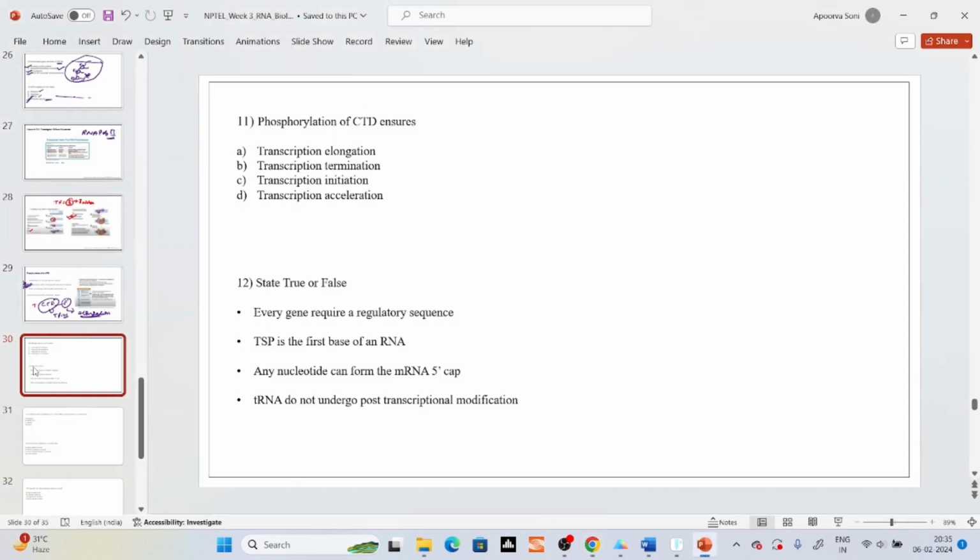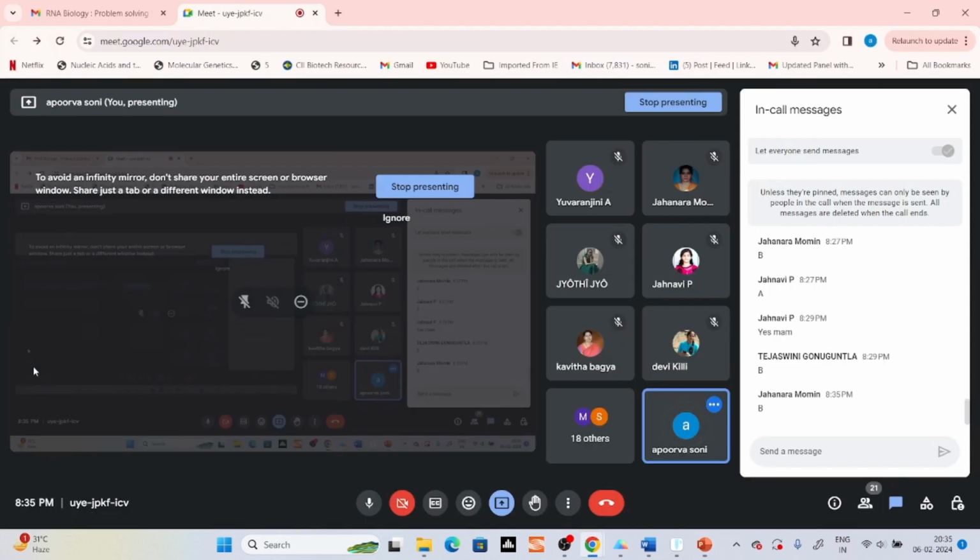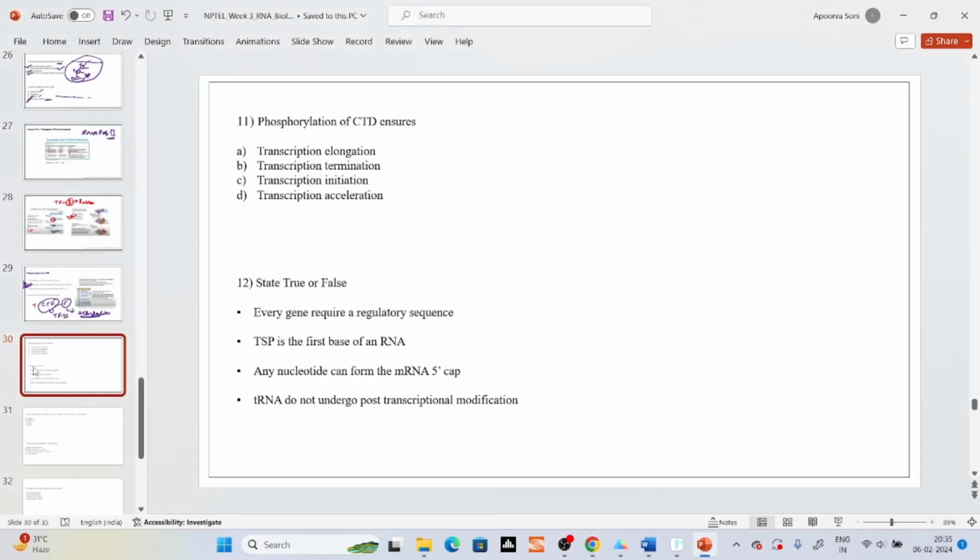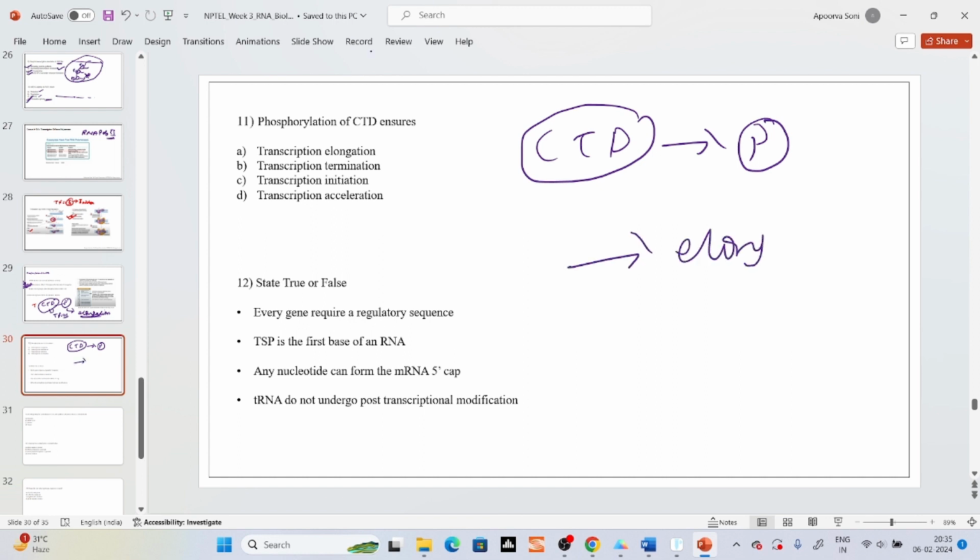B. Any other? Everybody is saying B, and it is the wrong answer. Why? Because I just now told that when the carboxyl terminal domain gets phosphorylated, then transcription initiation is completed and it undergoes elongation. So phosphorylation of the carboxyl terminal domain ensures transcription elongation. I am saying initiation is completed, not the whole transcription.